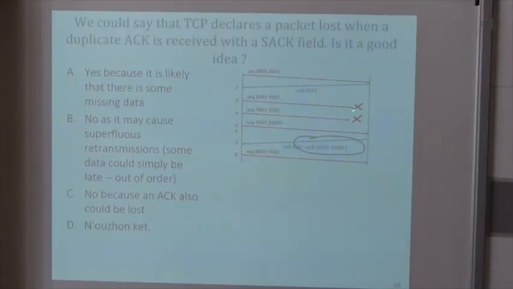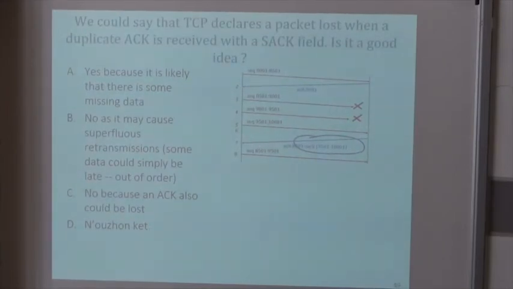Here, for example, those two packets are lost, and we receive an ACK, and in this ACK there is a selective ACK field that clearly says that we have received this, but not the other one here. Would it be a good idea to use that as an indicator that a packet is lost? What do you think? I close the poll.